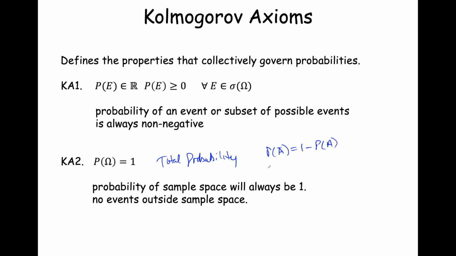And the reason for that is if you have 2 events, A and not A, well, their union, A union with not A, is equal to the entire sample space. And the probability of a sample space is equal to 1 because all of the events that comprise the sample space is going to be 1. Okay, so this says the probability of the sample space is always 1, and therefore there are no events outside of the sample space.